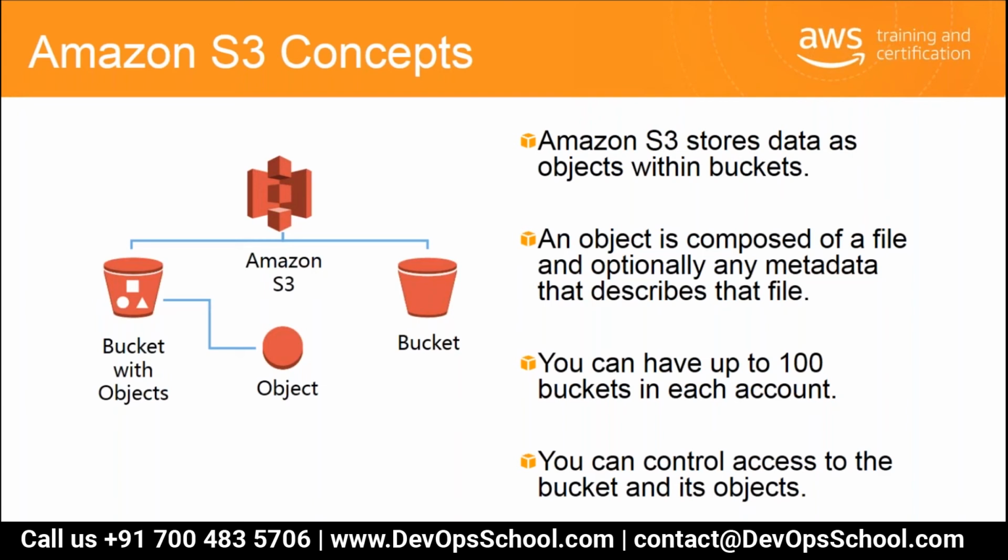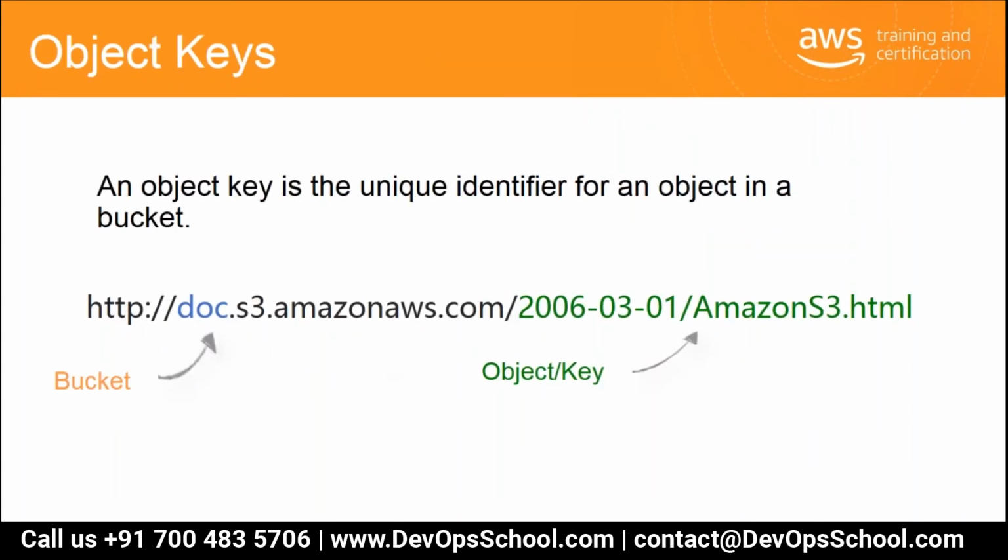And these buckets are region specific. When you create a bucket, your bucket will be visible across the region. So this is how your object key is the identifier in a bucket. So this is the URL of your bucket, and this is the object, Amazon s3.html, and this is your bucket URL.